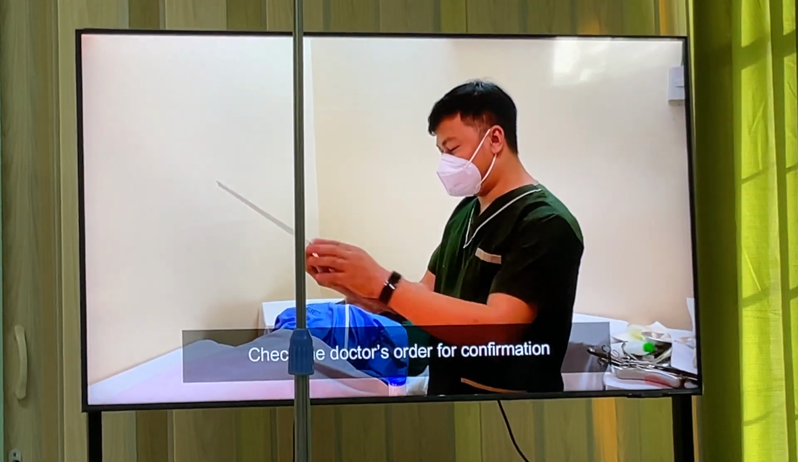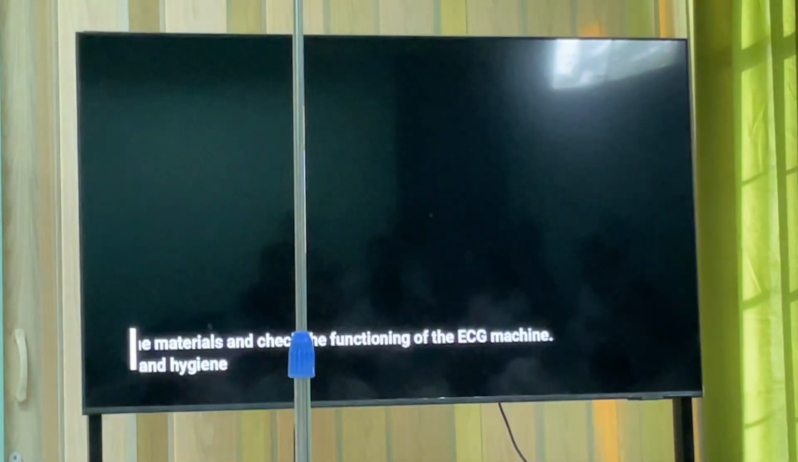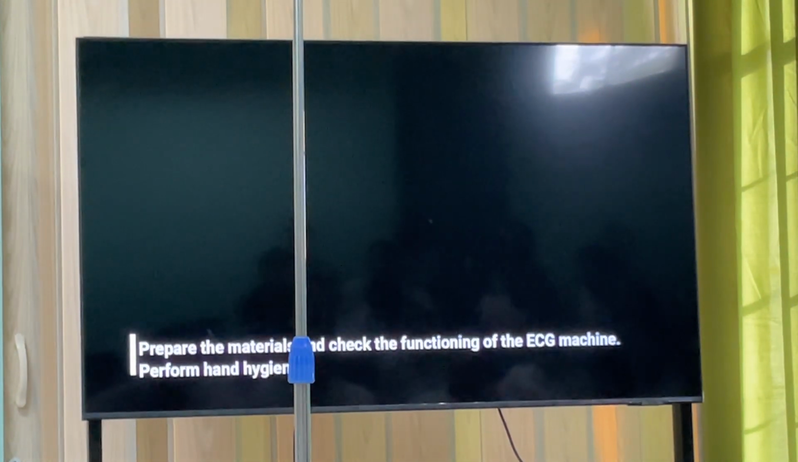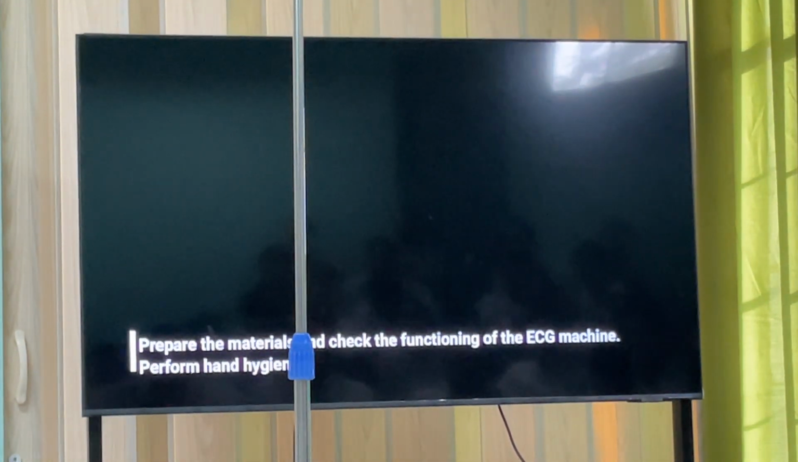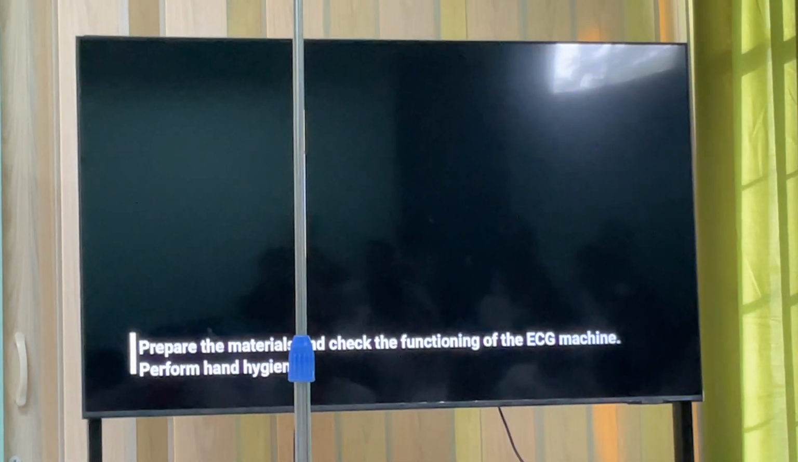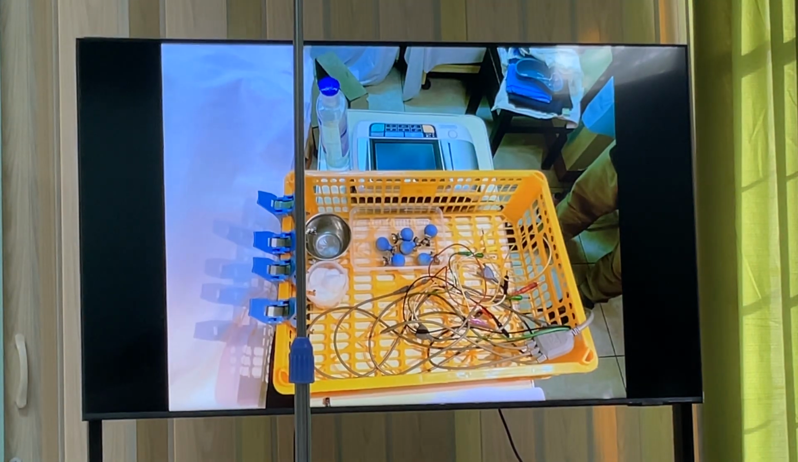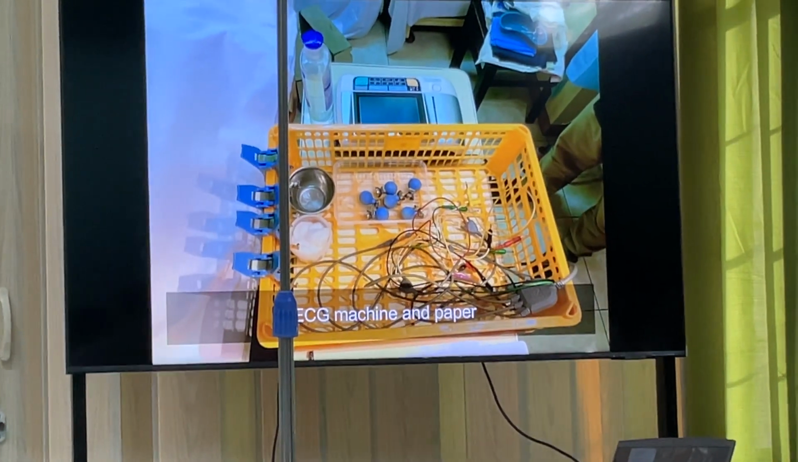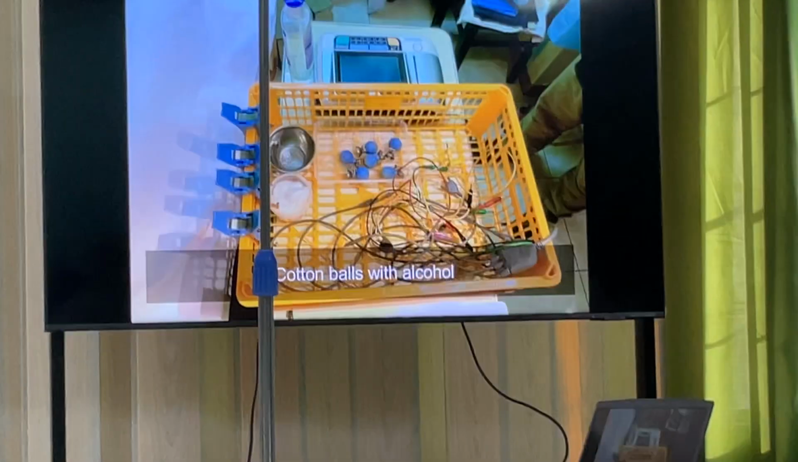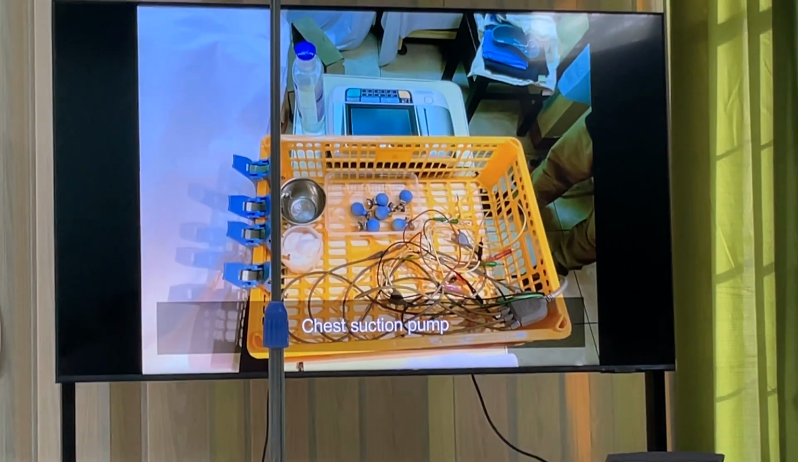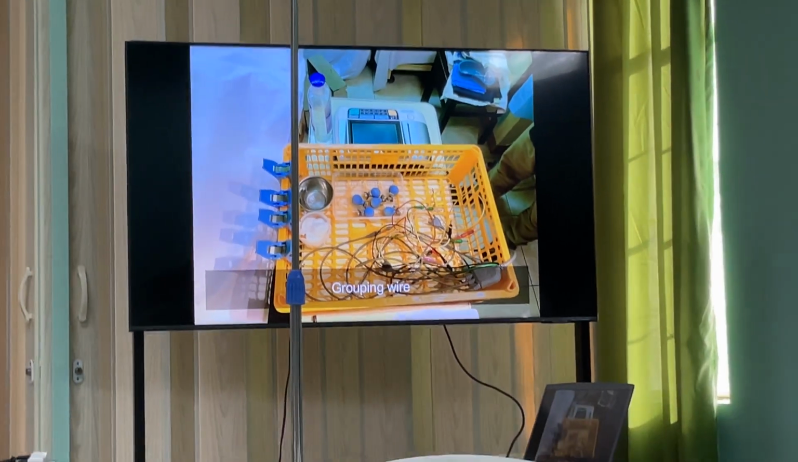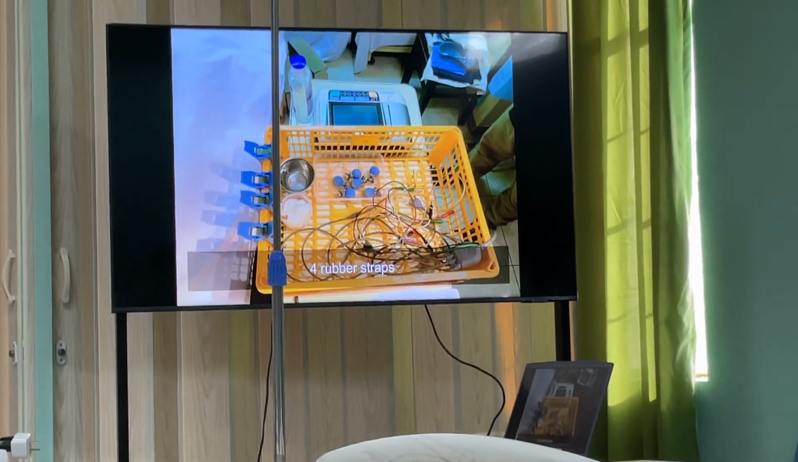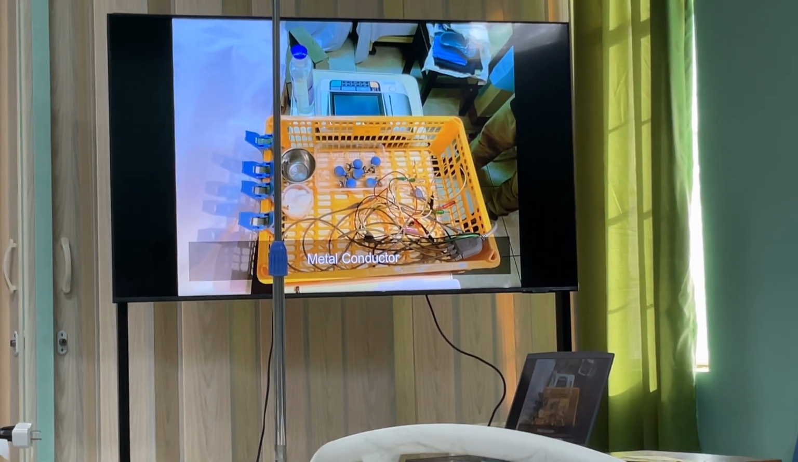Check the doctor's order for confirmation. Prepare the needed materials and check the functioning of the ECG machine. Then perform hand hygiene. Supplies and equipment. So in this procedure, we'll be needing ECG machine and paper, cotton balls with alcohol, chest suction pump, grounding wire, rubber straps, and a metal conductor.